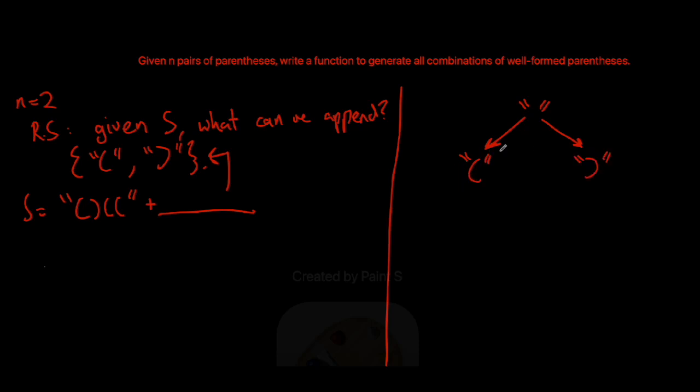Then at each of these subproblems, we ask the same question. Given the opening bracket, what can we append to this string? The answer is, of course, the same. We can add another opening bracket, or we can add a closing bracket. Similarly, for the right-hand side, we can add an opening bracket, or we can add a closing bracket.